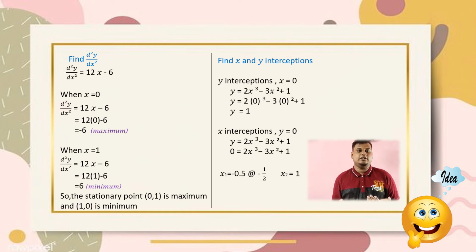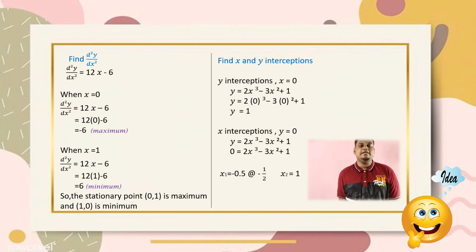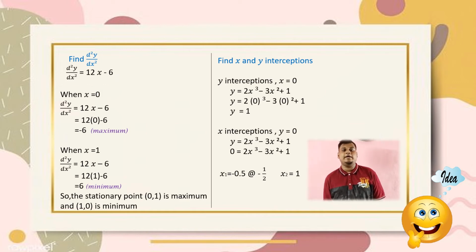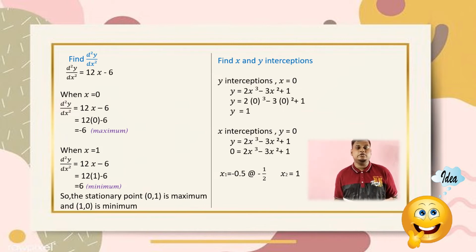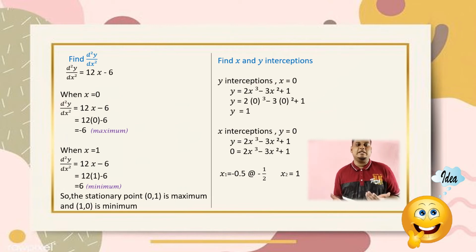For the second value, the same formula, d power of 2 y over dx power of 2 equals 12(1) minus 6. So we get 6. It means 6 is more than 0. So the stationary point (1, 0) is a minimum point.